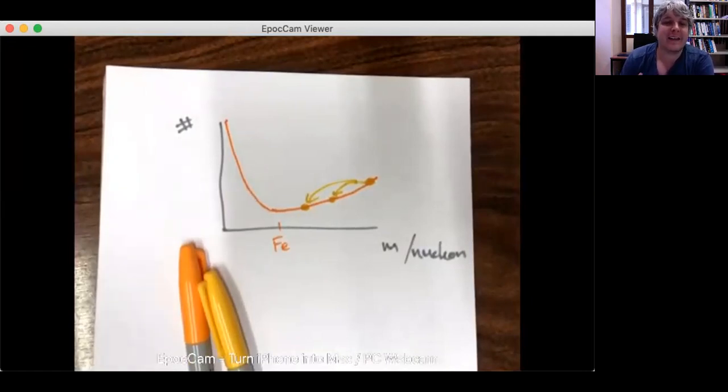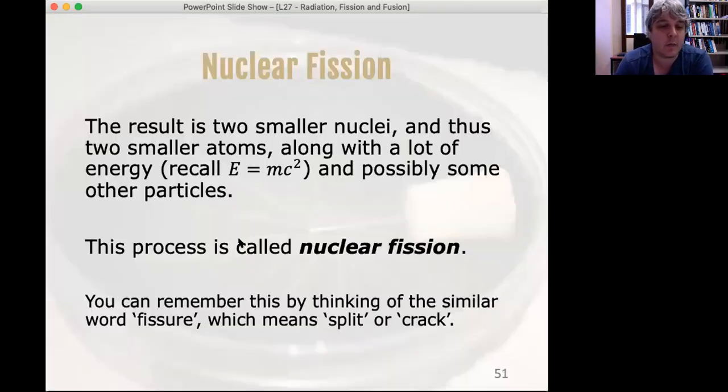So when that nuclear fission occurs, a lot of the mass is turned into energy, and you end up with a lot of energy being released, and that is why you get explosions and things. So this process is called nuclear fission. If you need help remembering that, fissure means split or crack. So nuclear fission is the splitting of the atom.